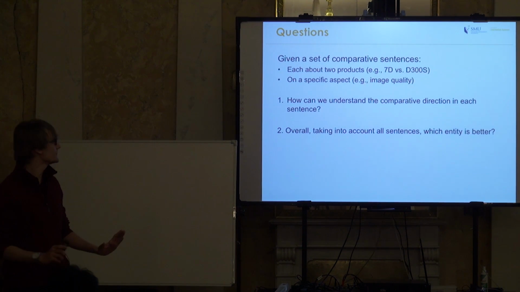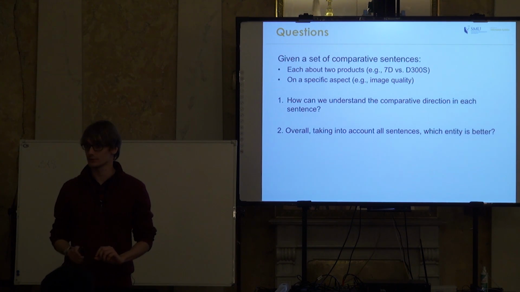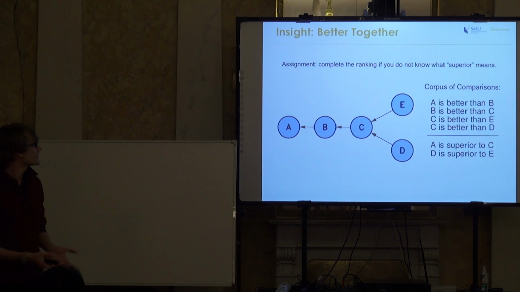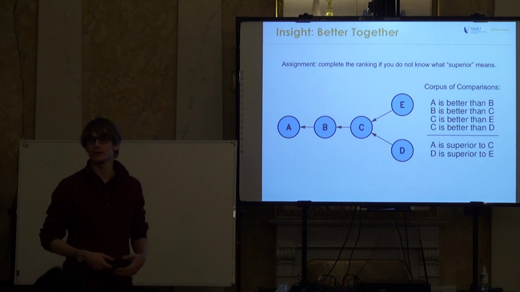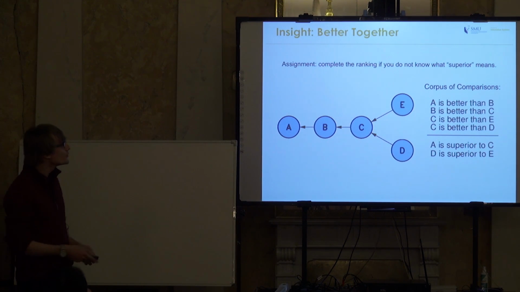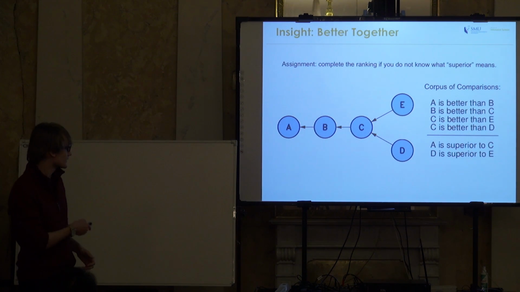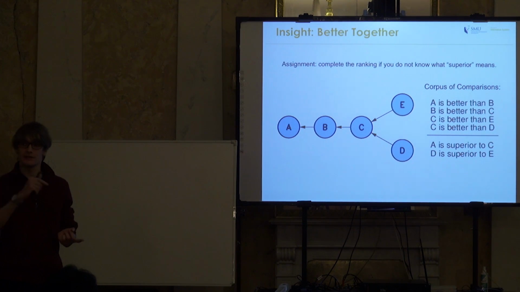I'm going to prove to you that considering these two problems together can actually help us solve both problems in a better way, by giving this example. So we have a simple assignment. We need to complete the ranking without knowing what the word superior is. For the known sentences, like A is better than B, we can construct a kind of graph, where nodes indicate the products and arrows indicate the better product.